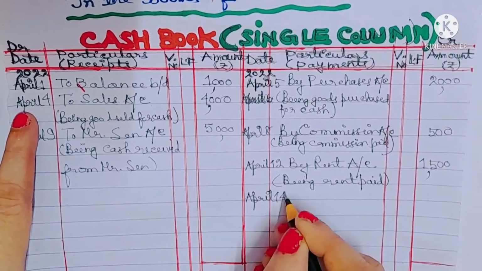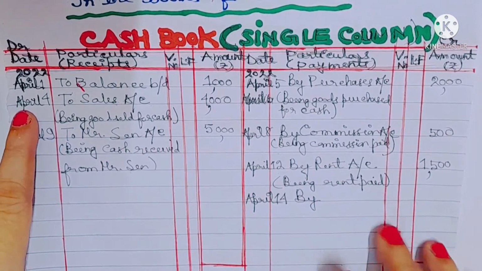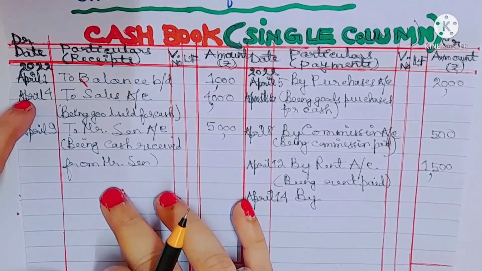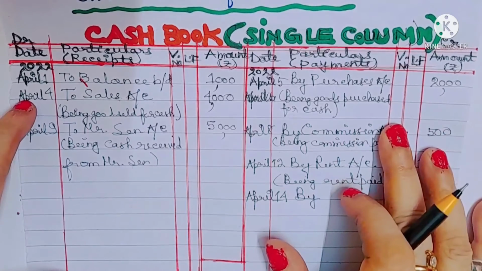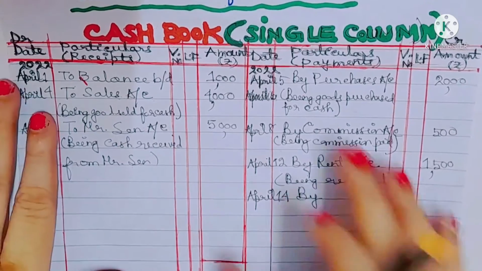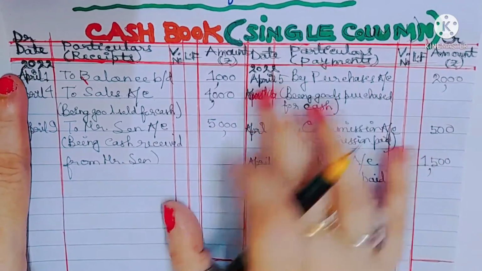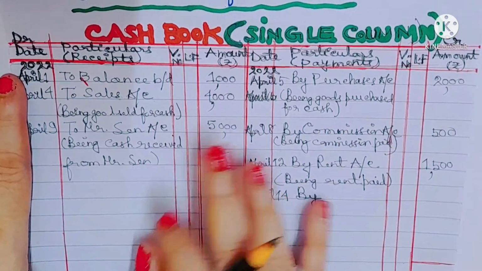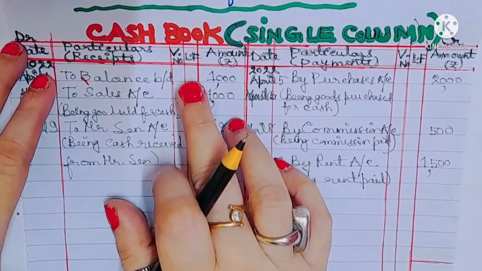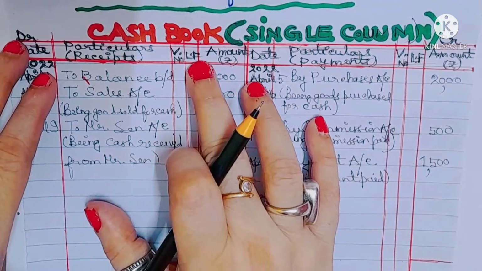On 14th April by, and we always have to write by on the credit side. Why? Because every debit entry in the cash book is started with the word to, and every credit entry will be started with the word by, because cash book is nothing but a cash account. It's a ledger account as well as a journal. That is the reason we are writing narration. Actually, cash book is a journalized ledger. That is the reason we are writing ledger folio. Had it been a ledger account, we would not have written ledger folio.